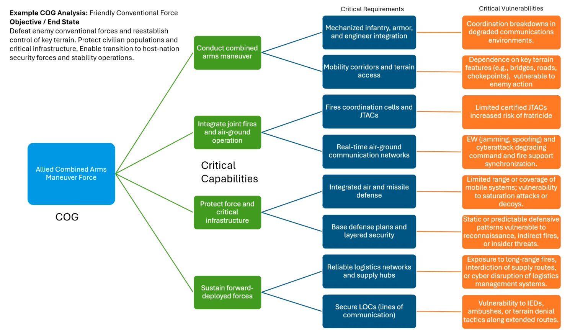However, each requirement presents potential vulnerabilities. For example, key terrain like bridges or roads can become choke points. Communication systems may be disrupted by jamming or cyber attacks. Defensive positions and logistics hubs can be targeted by long-range fires or reconnaissance. If these vulnerabilities are not addressed, the force may lose freedom of action at decisive moments.